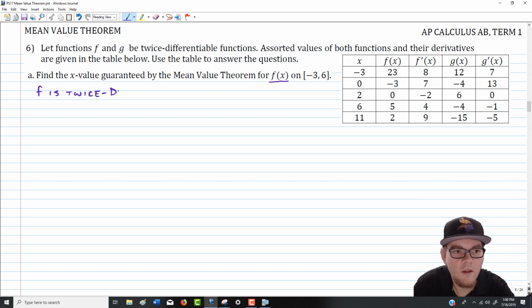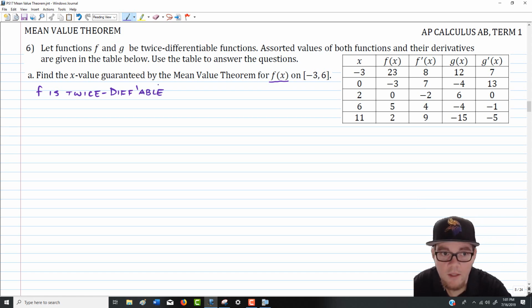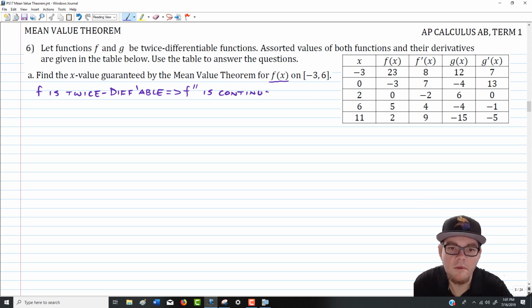So because there's really no other opportunity to bring this up, a question you might ask is, does twice differentiable mean that we get everything we need for the mean value theorem? Well, what that tells us is this. First, if f is twice differentiable, that means that f double prime is continuous. That would be the definition of twice differentiable. But remember, there are other things that come with that.